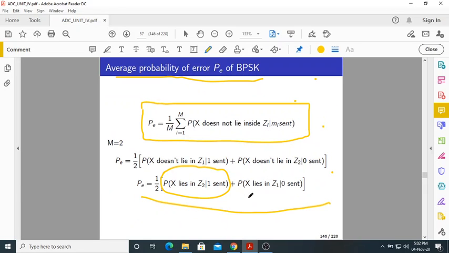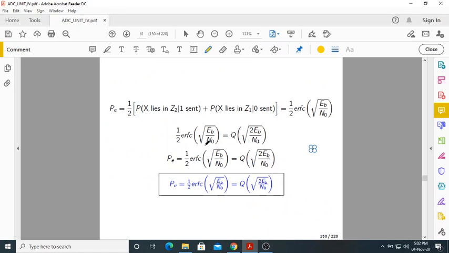Now what is the final formula? The final formula is 1 by 2 of this probability plus this probability. Since these two are the same, you can simply write only this probability. What is that? 1 by 2 ERFC root Eb by N naught. That is also equal to Q of root 2 Eb by N naught. This is the final probability of error of the BPSK.